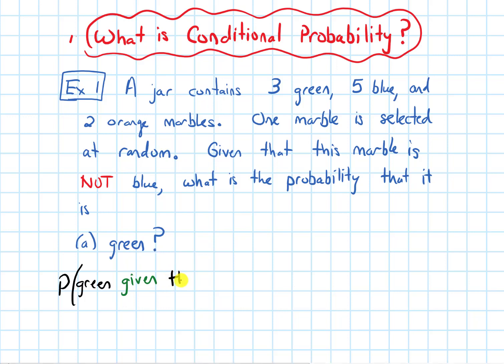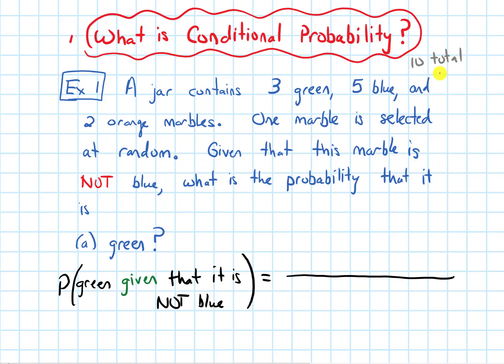Okay, so we want to find the probability that we have a green marble, given that it is not blue. Okay, so in this problem, when we're selecting this marble at random, it's implied that each of these outcomes, like picking any of these greens or blues or orange marbles, that these are all equally likely. Okay, so in total in this problem, if I add up the 3 plus 5 plus 2, there are 10 total marbles. So we have an equally likely chance of picking any of those 10 marbles.